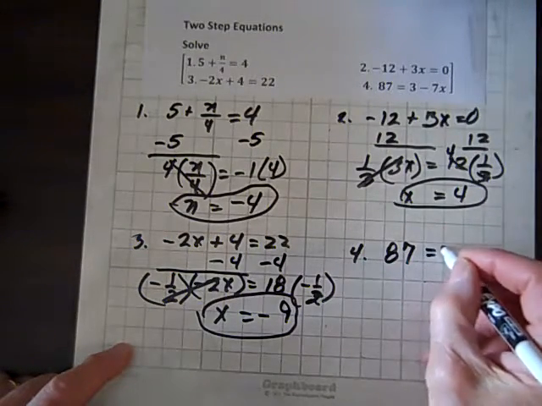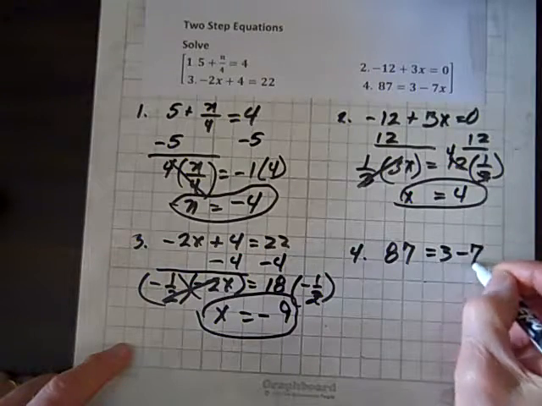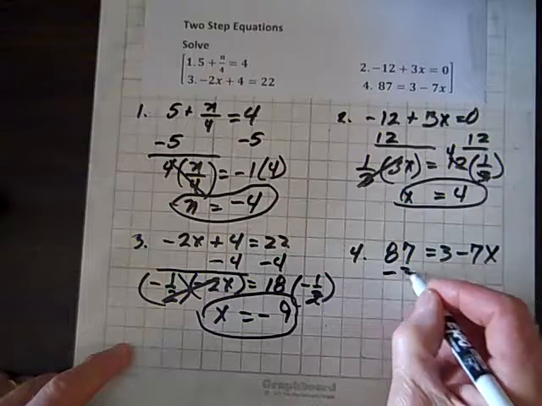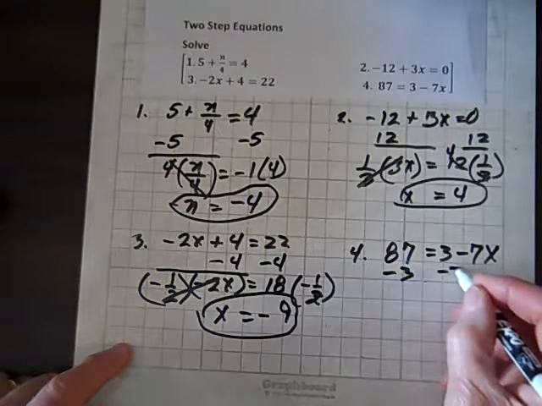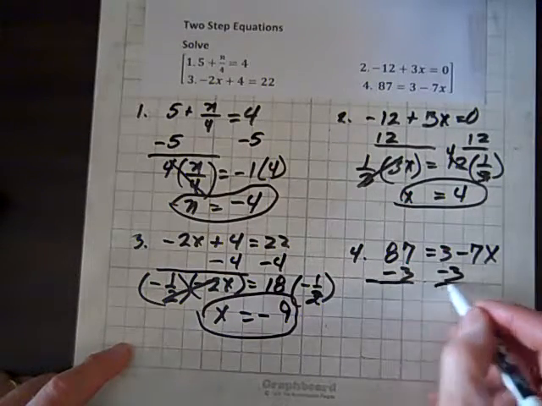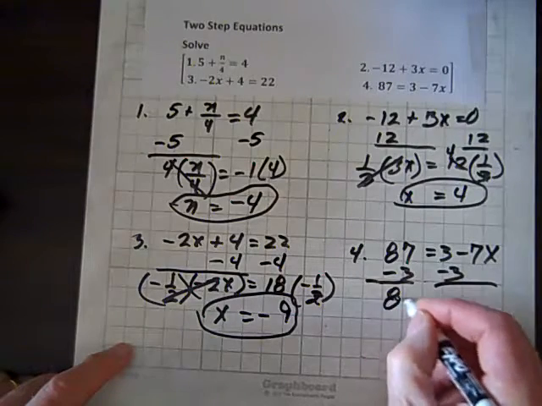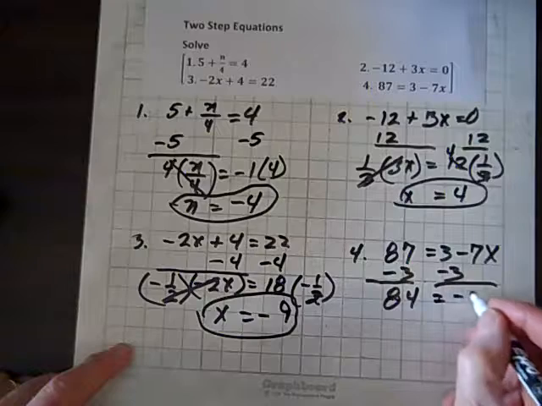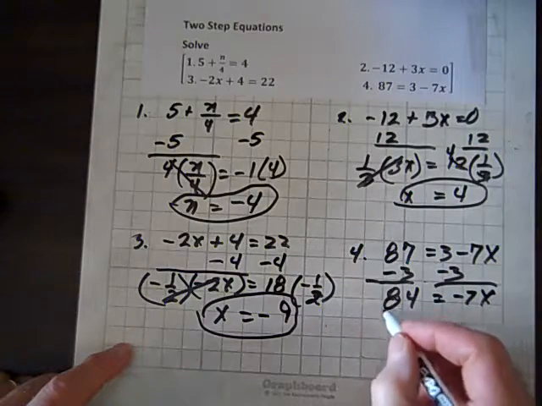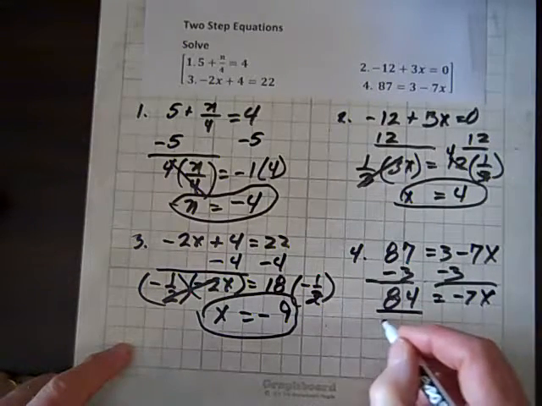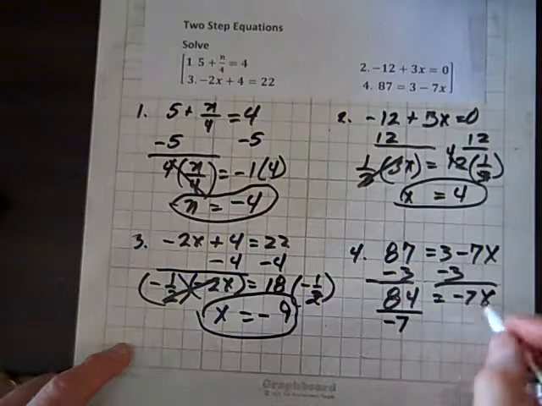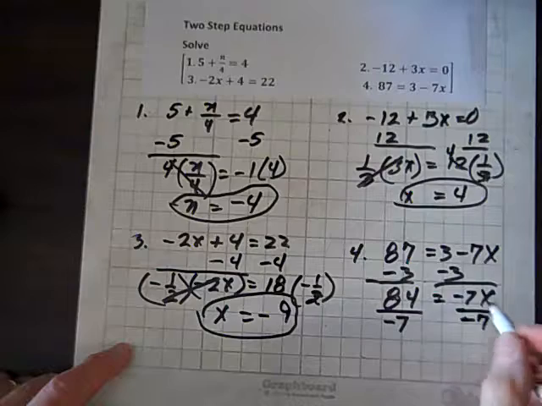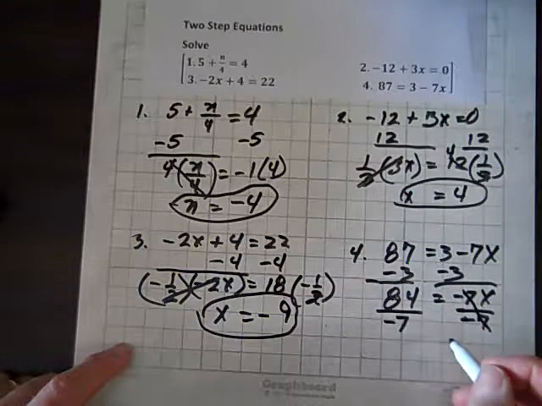And number 4, 87 equals 3 minus 7x. And now let's subtract 3 from both sides. And we get 84 on the left, and the 3's add out, and we get negative 7x on the right.